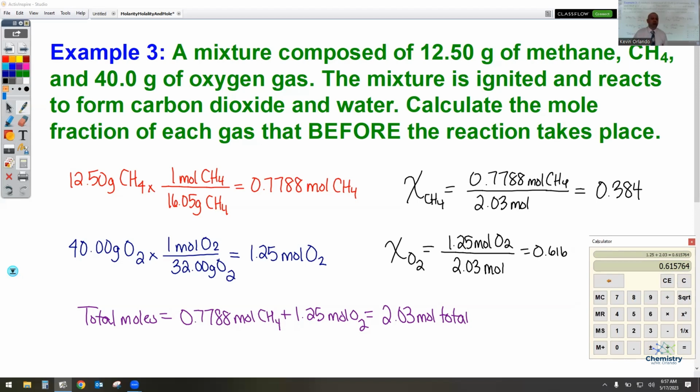The one thing you'll note is that the mole fraction decimals should add up to give you 1 overall. So since it's a fraction, the different parts that make up this mixture should add together to give us an answer of 1. And they do. Sometimes with rounding, it may be a little off, but you get the point.